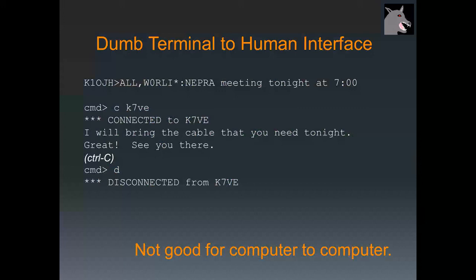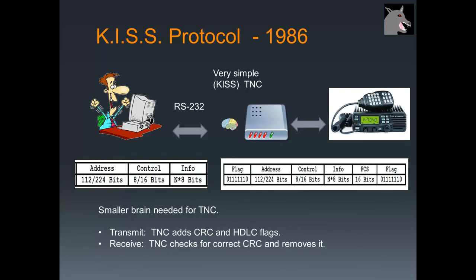So it can be hard to sort that all out. For example, if the text that you received said "*** disconnected from somebody," your application would think, oh, you're disconnected. So that would really confuse it.